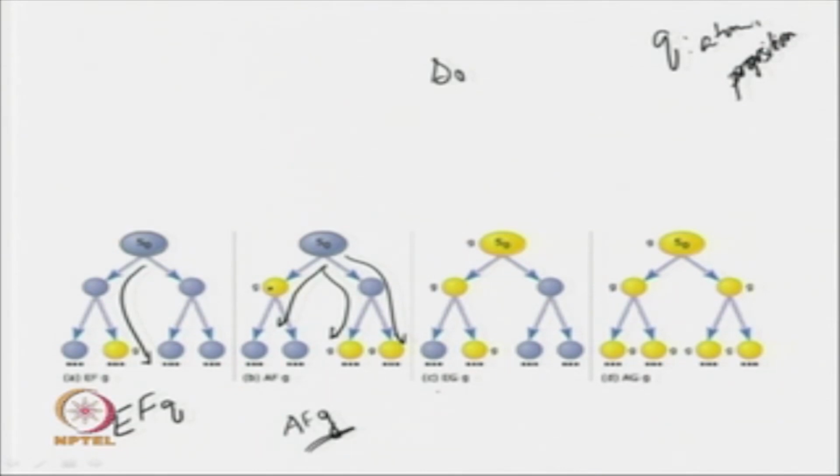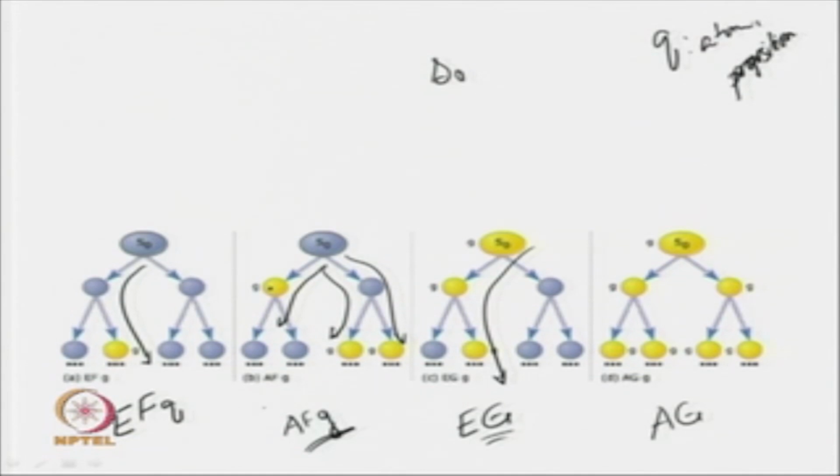Third is "there exists a path where globally something holds or not." This is the path where everything is marked with yellow, which means this property is true in all the states of this particular path. So, we can say that EG is true. And the fourth one is AG, all paths globally, which means this formula is true in all the states. If it is marked like that, then we can simply say that AG is true over here, because on all paths globally it is true.